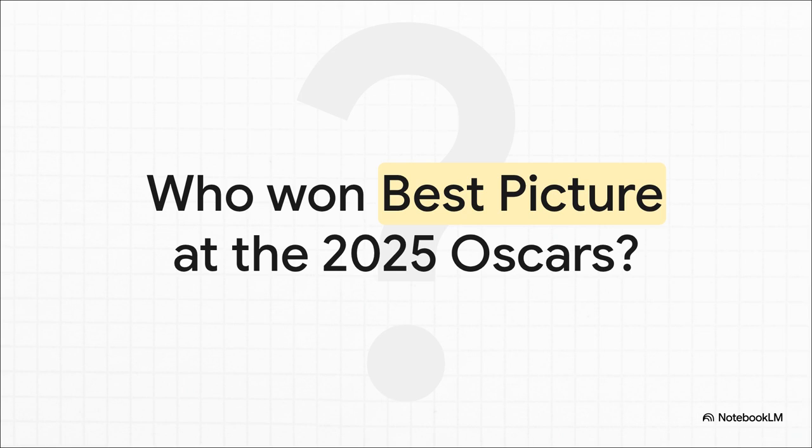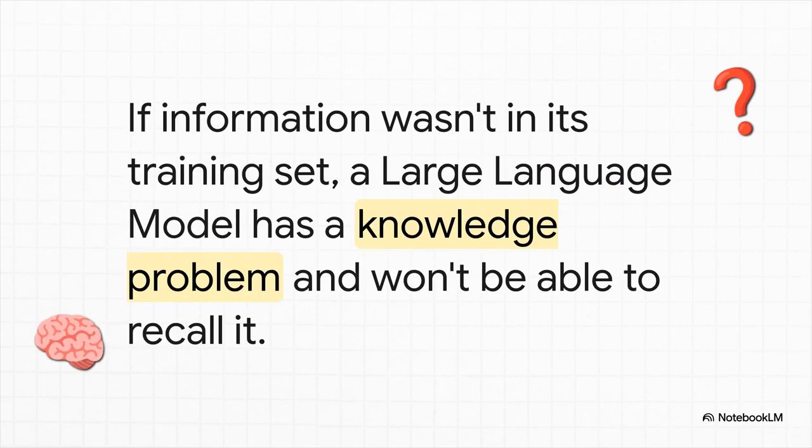But why? It's because if a piece of information wasn't in its original training data, like some major news event that happened after it was trained, it literally doesn't know it exists. To get around this, we use what are called augmented generation techniques.